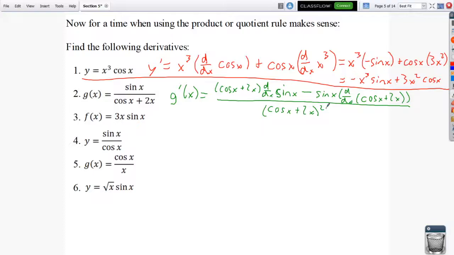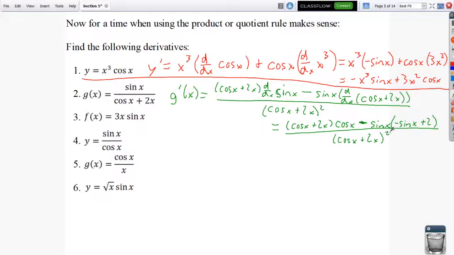And just cleaning it up ever so slightly, we could have the quantity of cosine x plus 2x times the derivative of sine, which is, oh hey, cool, cosine, minus sine x times the quantity: derivative of cosine is negative sine, derivative of 2x is plus 2, all over cosine x plus 2x squared.